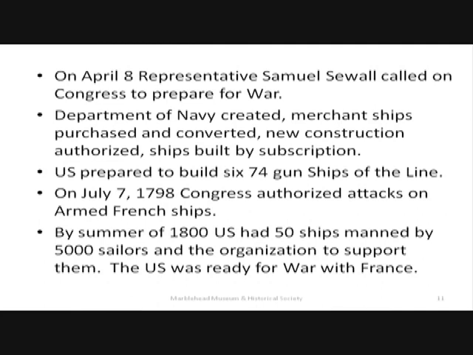By the summer of 1800, the U.S. had 50 ships and 5,000 sailors. They had the organization to support them, and they were already, as soon as the ships were available, sending them to the Caribbean and putting them into battle.